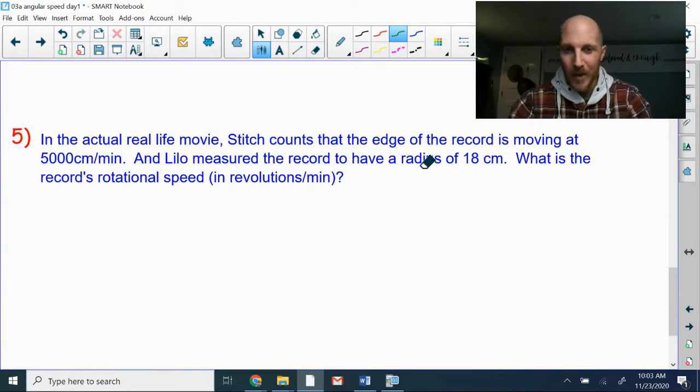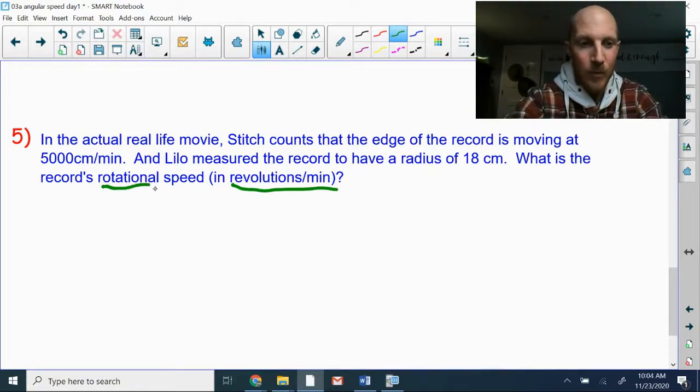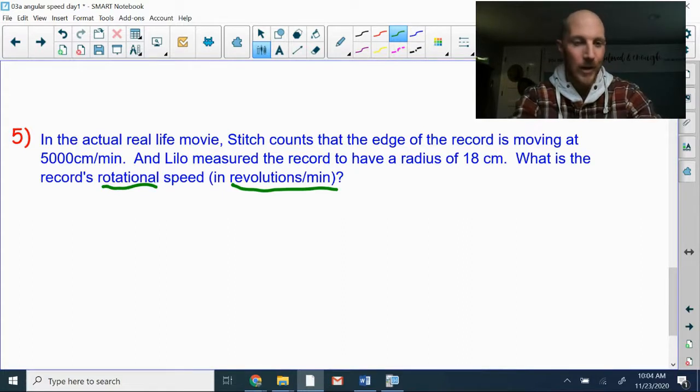And as Lilo measured the record, she found the radius was 18 centimeters. What is the record's rotational speed in revolutions per minute? Oh my goodness. Okay, well, I know where I'm ending. It tells me I'm trying to end at rotational speed measured in revolutions per minute. We could call it rotations per minute, same thing for our purposes. Okay, so I'm trying to end at rotational speed.